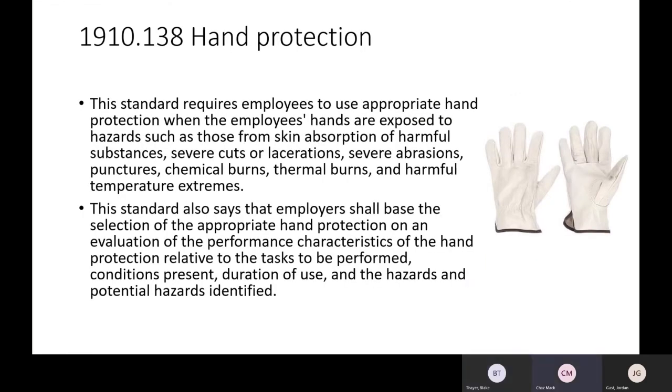OSHA Standard 1910.138, hand protection. This standard requires employees to use appropriate hand protection when the employee's hands are exposed to hazards, such as those from skin absorption of harmful substances, severe cuts or lacerations, severe abrasions, punctures, chemical burns, thermal burns, and harmful temperature extremes. The standard also says that employers shall base the selection of the appropriate hand protection on an evaluation of the performance characteristics of the hand protection relative to the task to be performed, conditions present, duration of use, and the hazards and potential hazards identified.